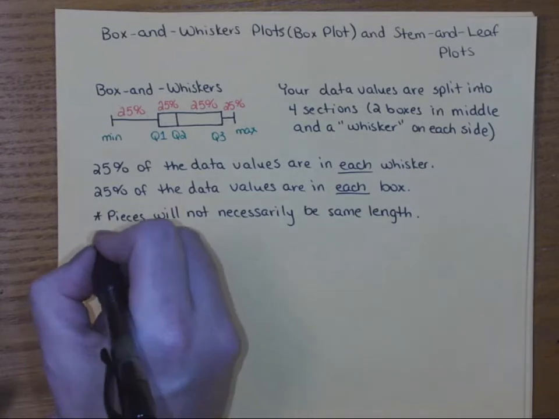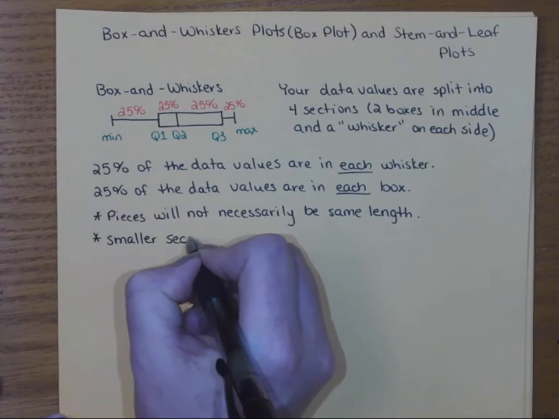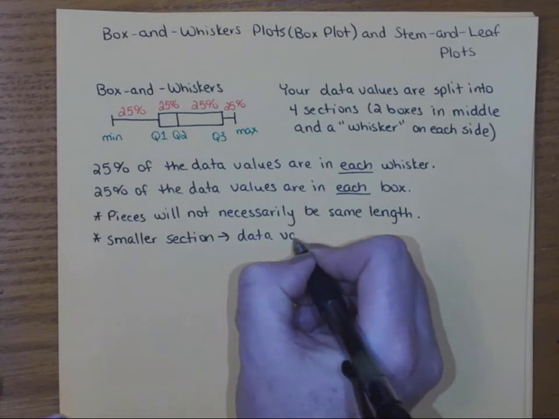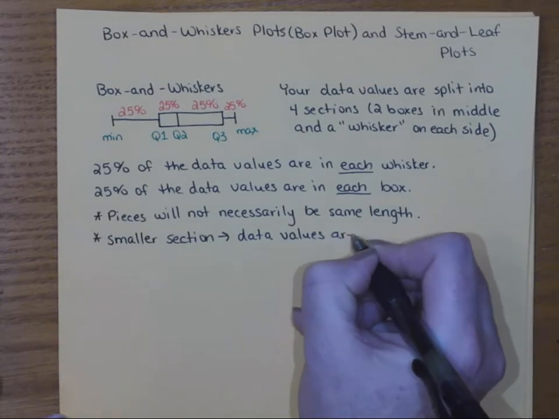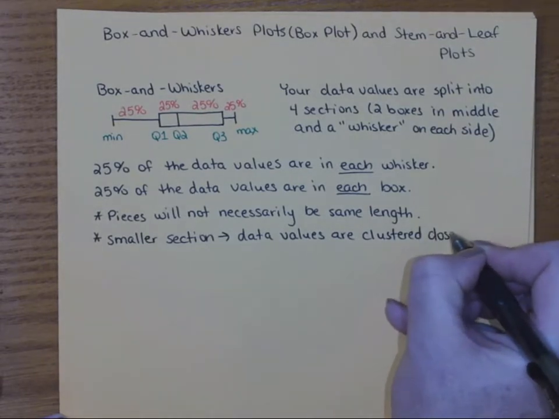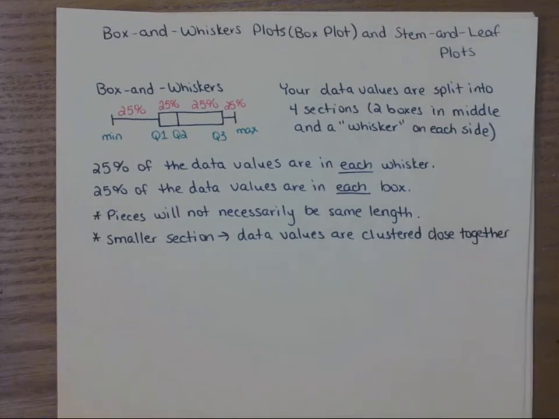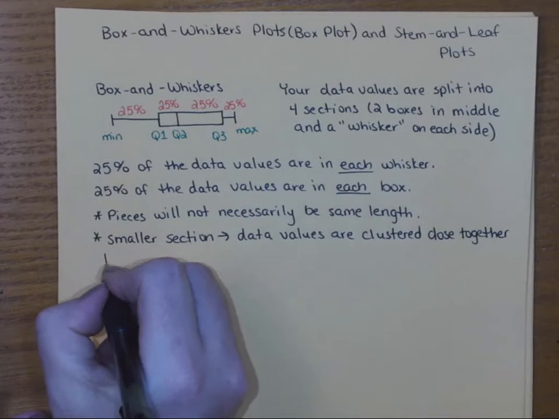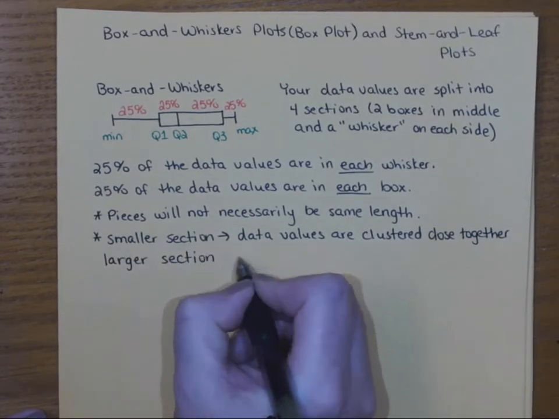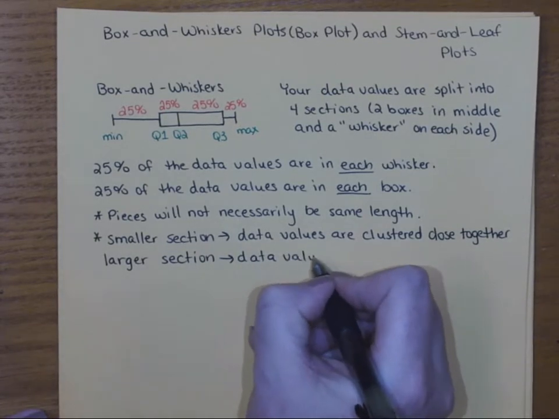If they're not going to be the same length, and each section contains the same number of values, then what does a smaller section indicate versus a bigger section? A smaller section just means that the data values are clustered close together. It doesn't mean there are fewer of them, it means they are not that spread apart from each other. They're concentrated closely together. A larger section doesn't indicate that there are more values, because there's 25% no matter what, but it indicates that the data values are more spread out.